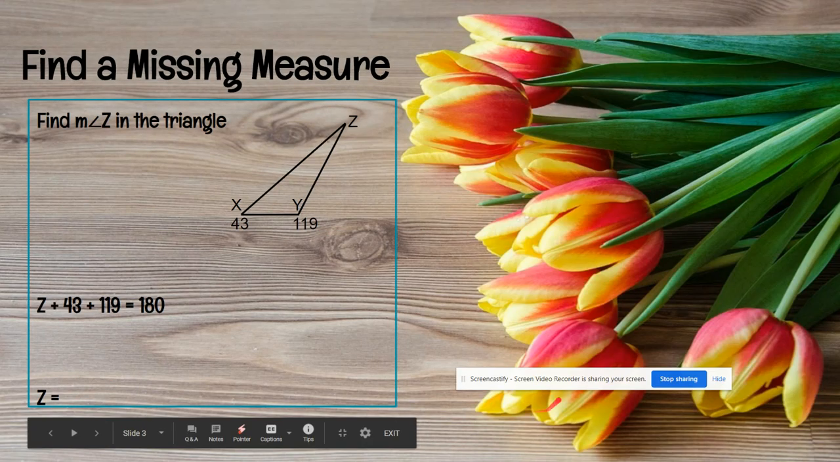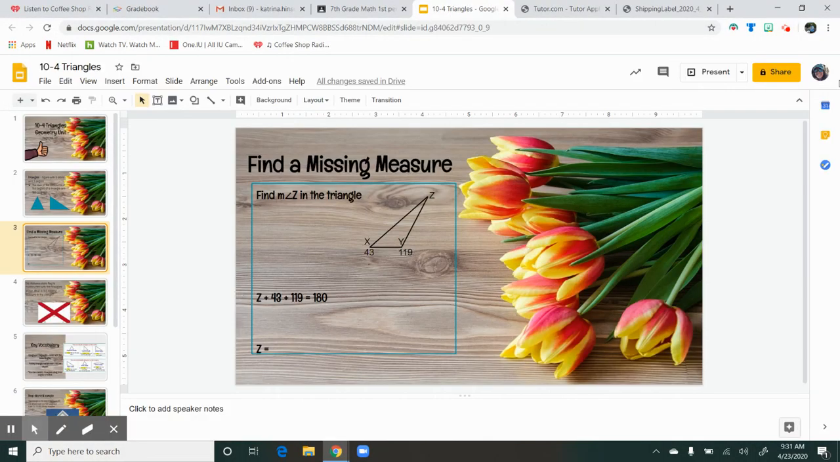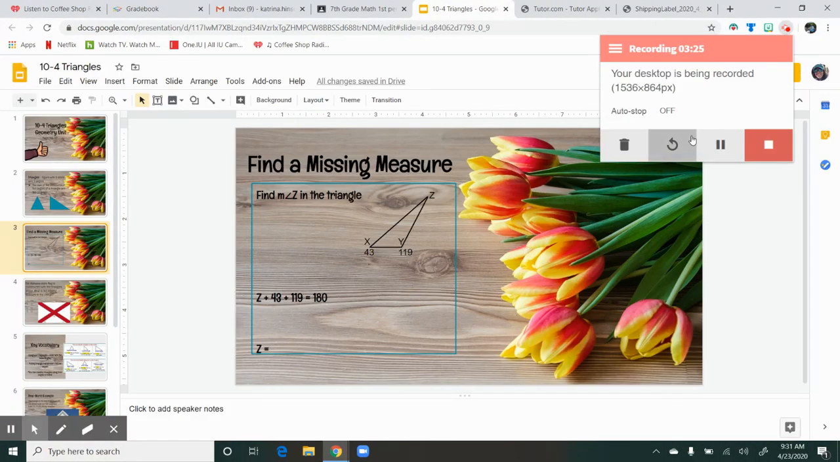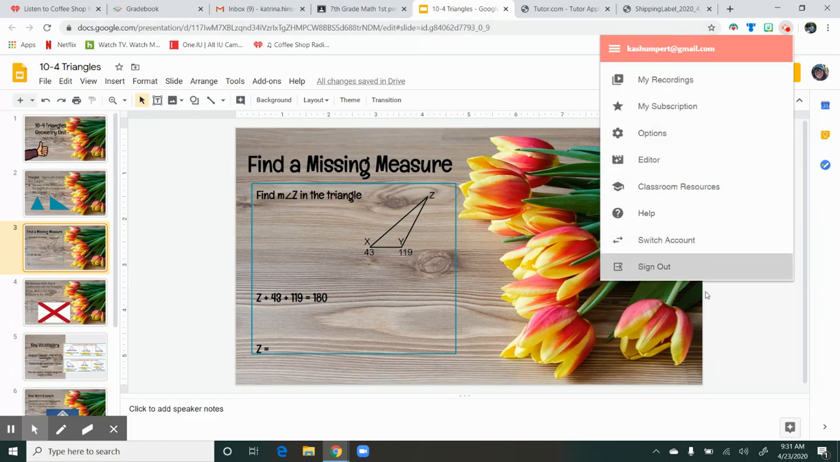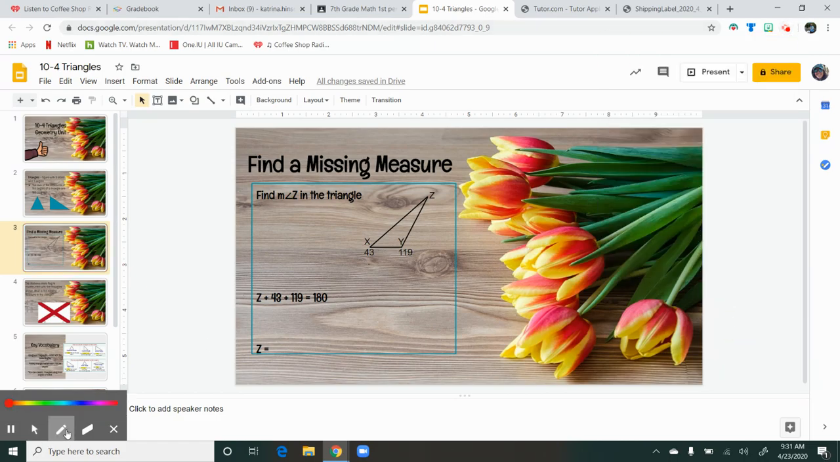I don't know what happened to my writing tool. So let's find that. There it is. All right. So this would be 162, and I subtracted and got 18 degrees. So that would be your missing side.